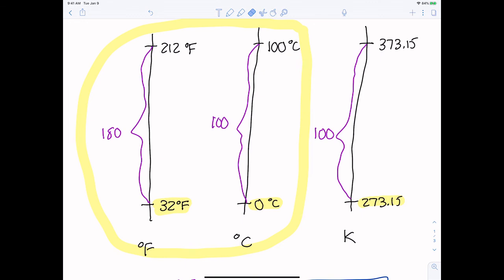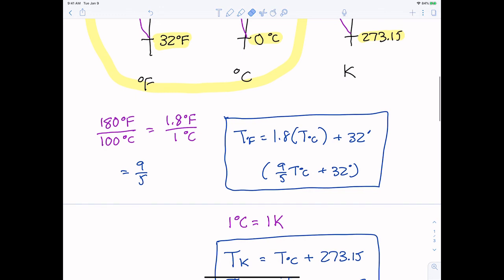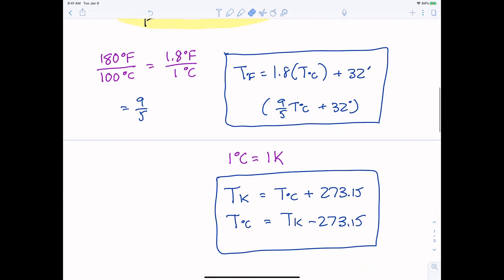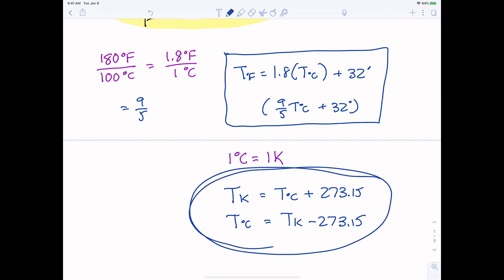I didn't bring any practice problems because the math is pretty straightforward. So there are some in your text, so please practice them if you feel you need to. Again, do know the conversions between Kelvin and Celsius.